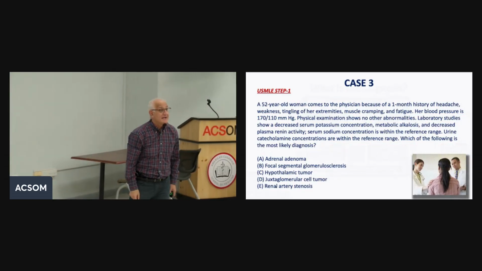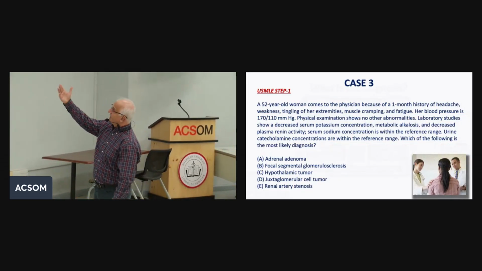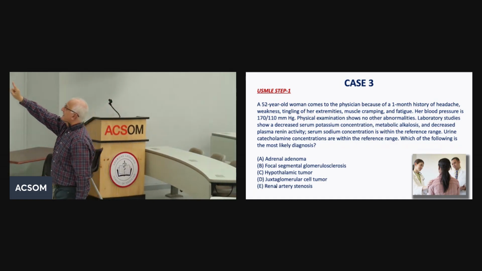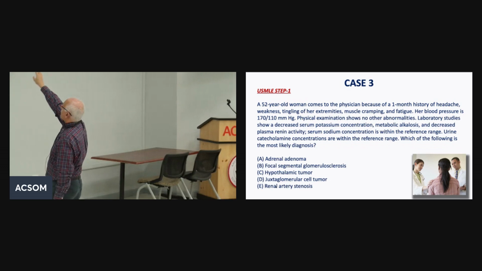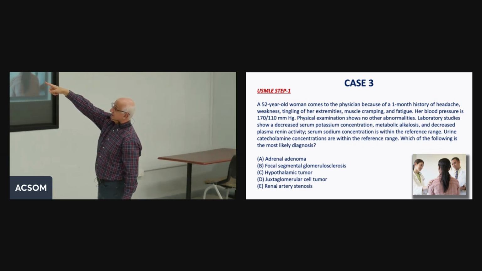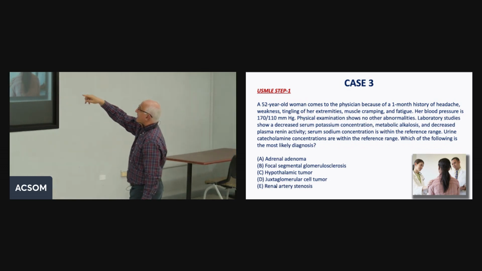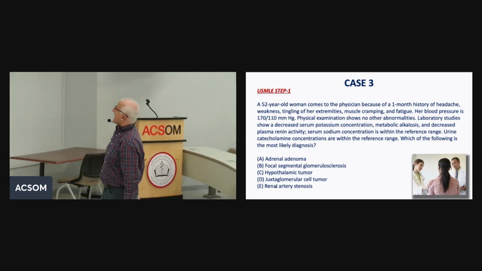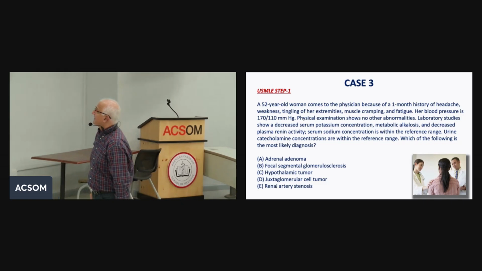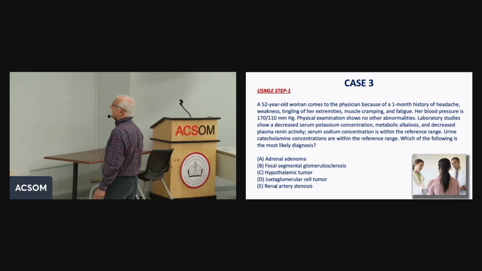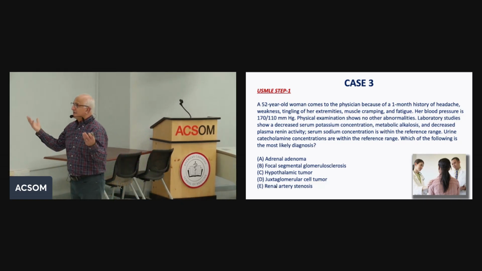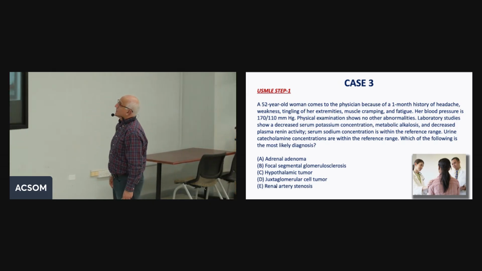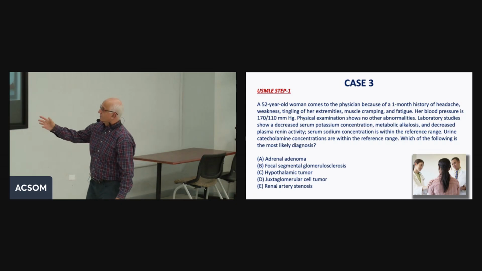Should we go for another case yet again? Let's go for it. A 52-year-old lady comes with a 1 month history of headache, weakness, tingling of her extremities, muscle cramping, and high blood pressure, 170 over 110. Physical exam, no other abnormalities. Serum potassium is low, metabolic alkalosis, decreased plasma renin activity, serum sodium, all that, so many things. Urine catecholamines, the sympathetic nervous system, are within normal range. Which of the following is the most likely diagnosis?